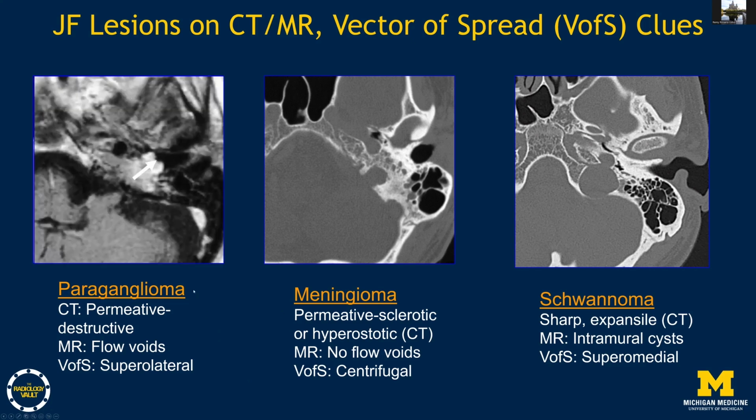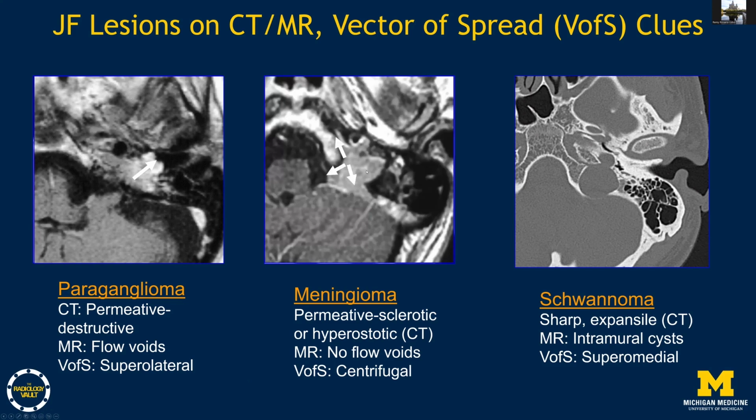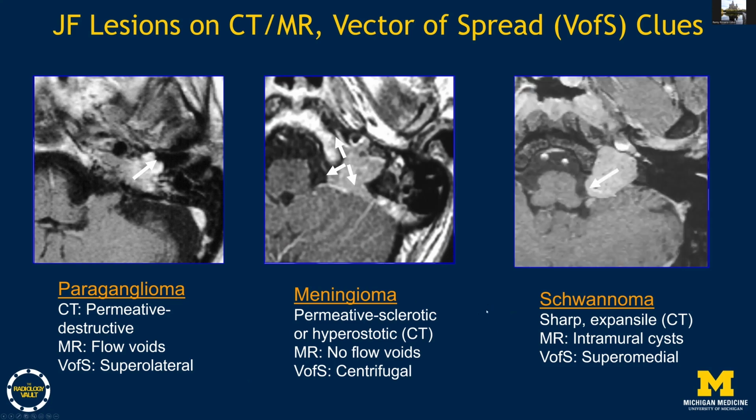On MRI, you may catch flow voids, and you're able to detect that superior and lateral vector of spread of tumors for paragangliomas. For meningiomas, they have a centrifugal spread. They go forward, they go backward, they go medial, they go lateral, they go all over the place. And that's pretty characteristic for the meningiomas. Whereas when you look at a schwannoma, it has a very specific vector, and that vector is working itself medially towards the brainstem and superiorly medially towards the brainstem.